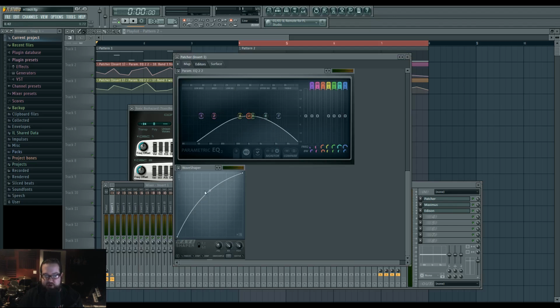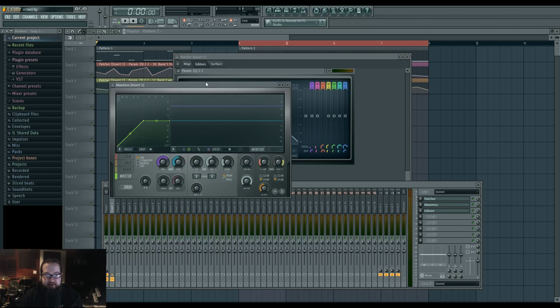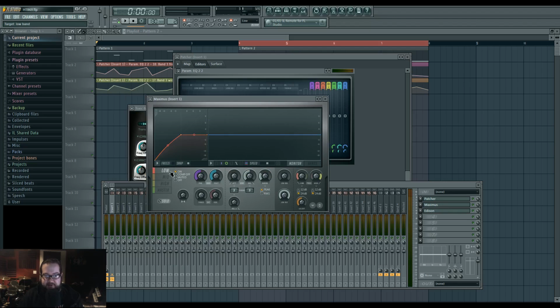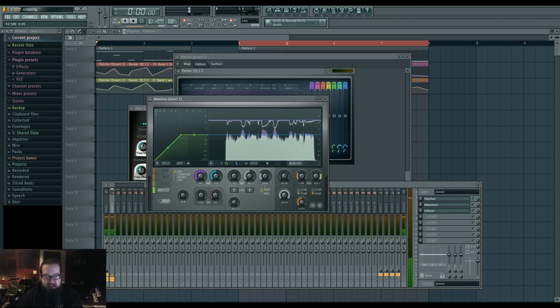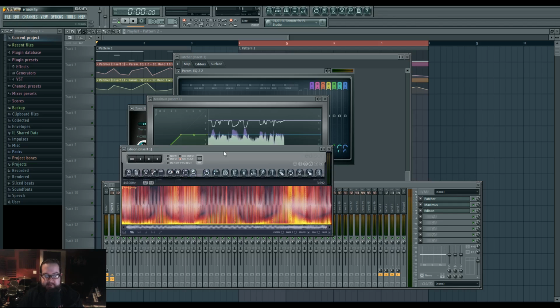So then I just lightly saturated with the wave shaper, and then I compressed it. The compressor is basically leveling off to 0 dB, keeping the lows, mids and highs even, and then just crushing. Even for my kind of crushing, this is pretty light. So then we record it in Edison.